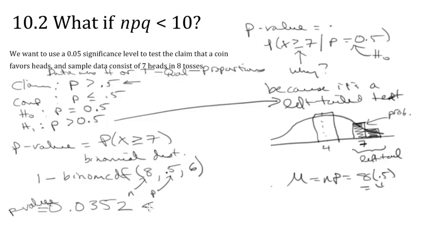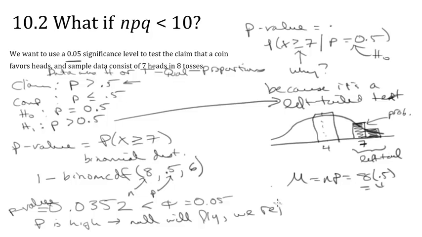is less than our significance value being 0.05. We got that up here. And so the p is high. Null will fly. So therefore we reject the alternative, which was the claim.